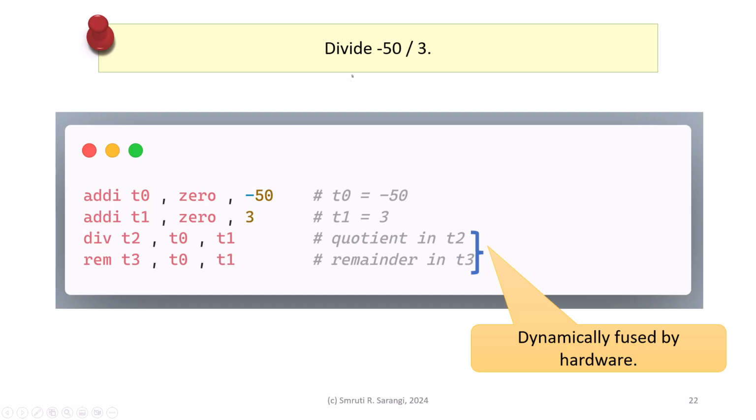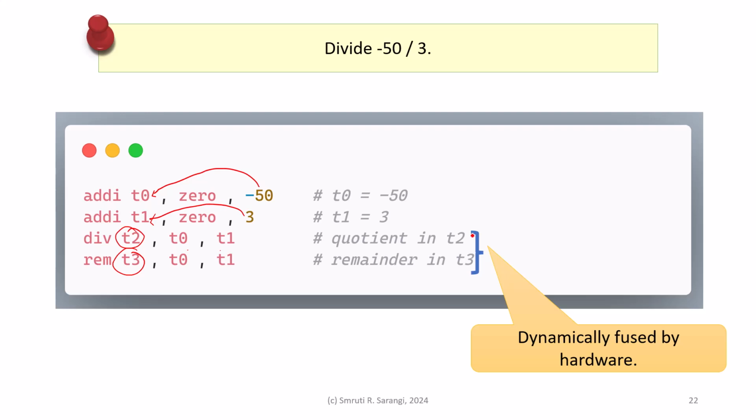So let us now look at another similar problem, dividing minus 50 by 3. So here we load minus 50 into a temporary register, 3 into one more, T1. This is the advantage of using mnemonics, that we stick to the register usage convention. This does not allow us to deviate from it. So the first is a regular division where we divide T0 by T1, store the result in T2. That's the quotient, and then the remainder is stored in T3.